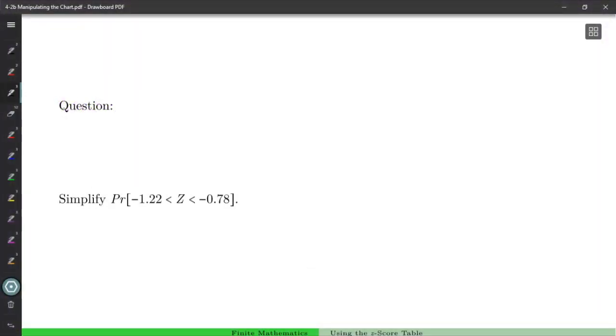Simplify the probability that z, the standard normal curve, gives us a value between negative 1.22 and negative 0.78. So we learned, we'll just start our calculations up here, we learned there's a way to break this up into two calculations that we already know how to do.